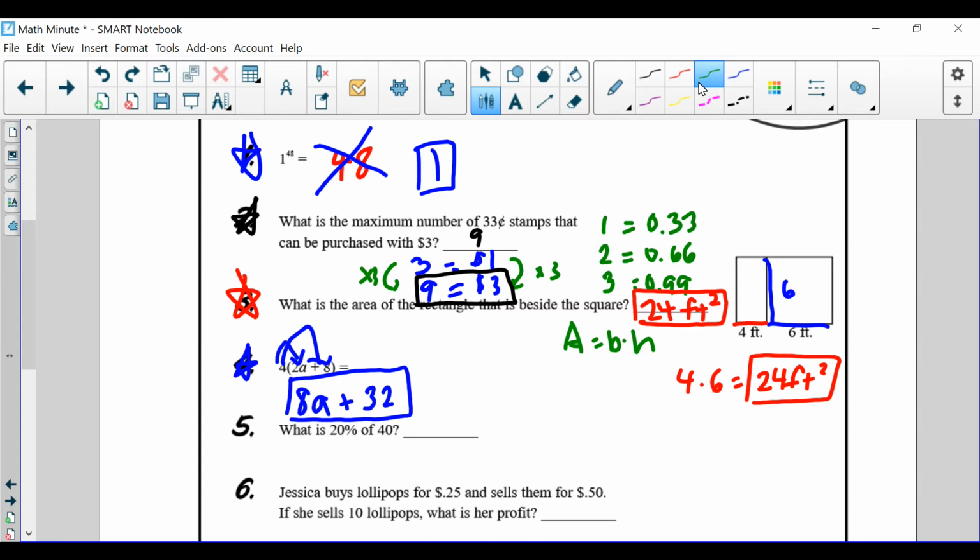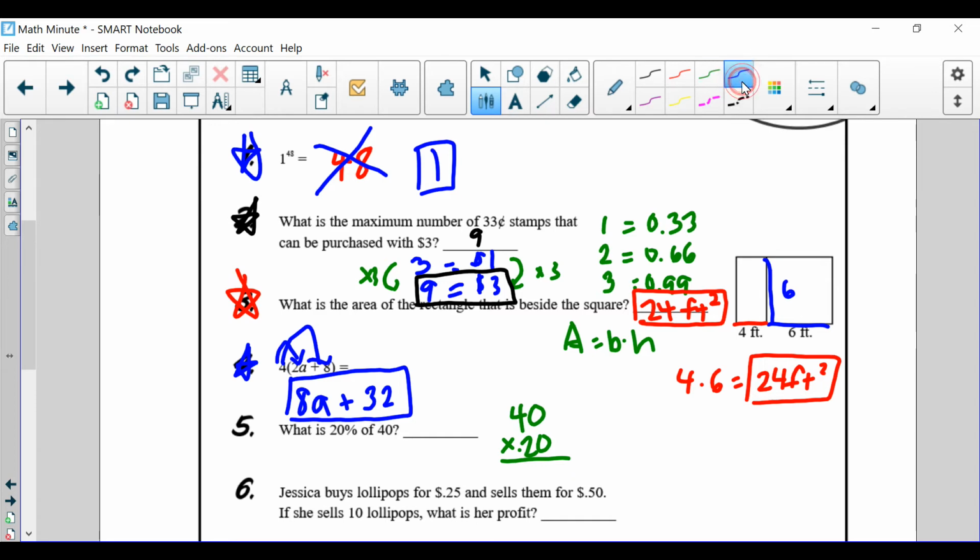All right, next go over number 5. It says, what is 20% of 40? Well, 20%, that's a little tricky here. Now, there's multiple ways of doing this. A common way is for people to convert 20% into a decimal by calling it 0.20 and then multiplying. That's one way of doing it. Another way of doing it is by figuring out, well, 10% of 40. What is 10% of 40?